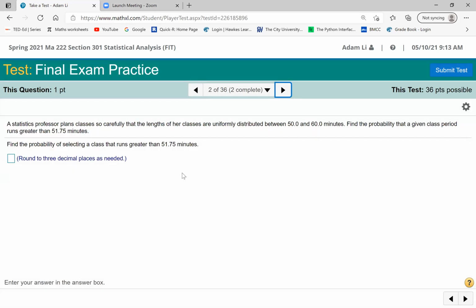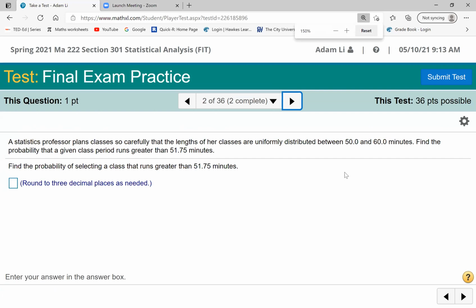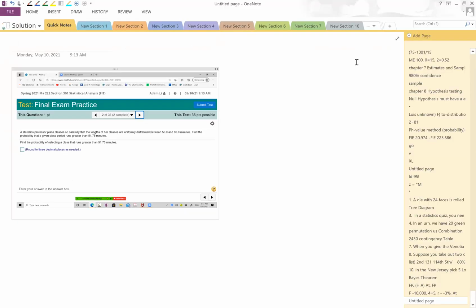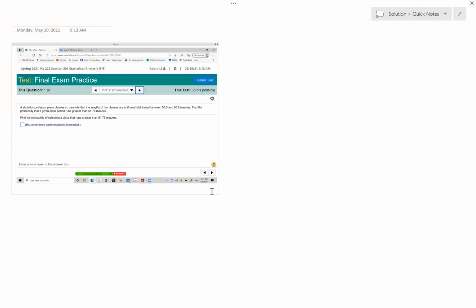Question 2. A stats professor plans classes so carefully that the length of the class is uniformly distributed between 50 and 60 minutes. Find the probability that a given class period runs greater than 51.75 minutes. Okay, so let me put it into the note and I'll show you the detailed solution. All right, here you go.